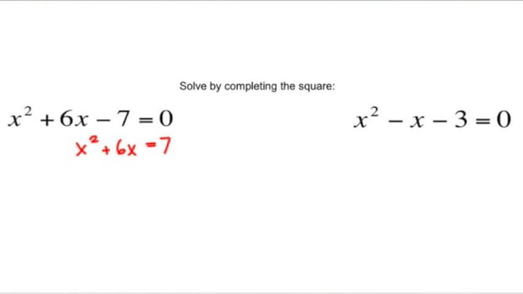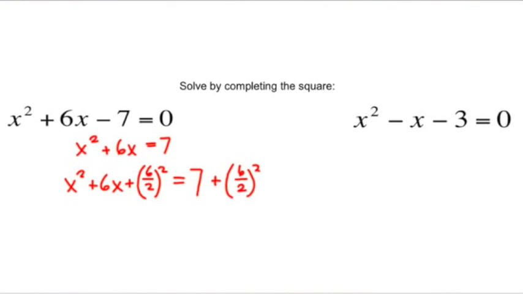So I'm going to take my middle term, or my b term, which is 6, and I'm going to cut it in half. So I have x squared plus 6x plus 6 over 2, so half of 6 squared, now equals 7. Remember, whatever you do to one side, you have to do to the other. So I'm going to go ahead and add 6 over 2 squared.